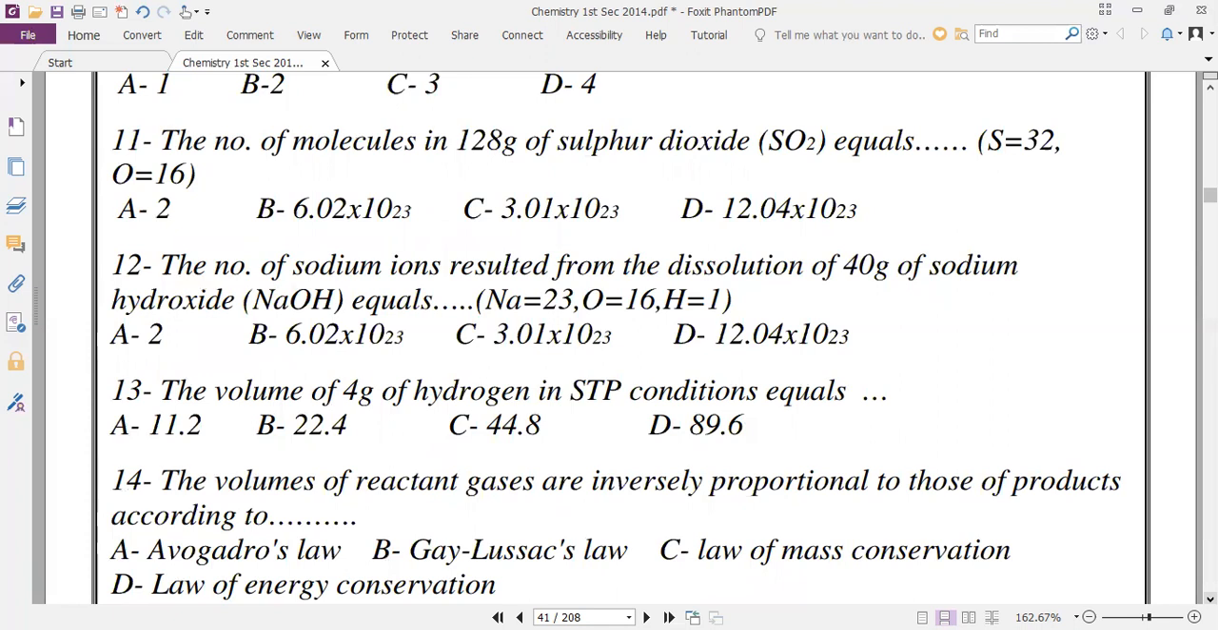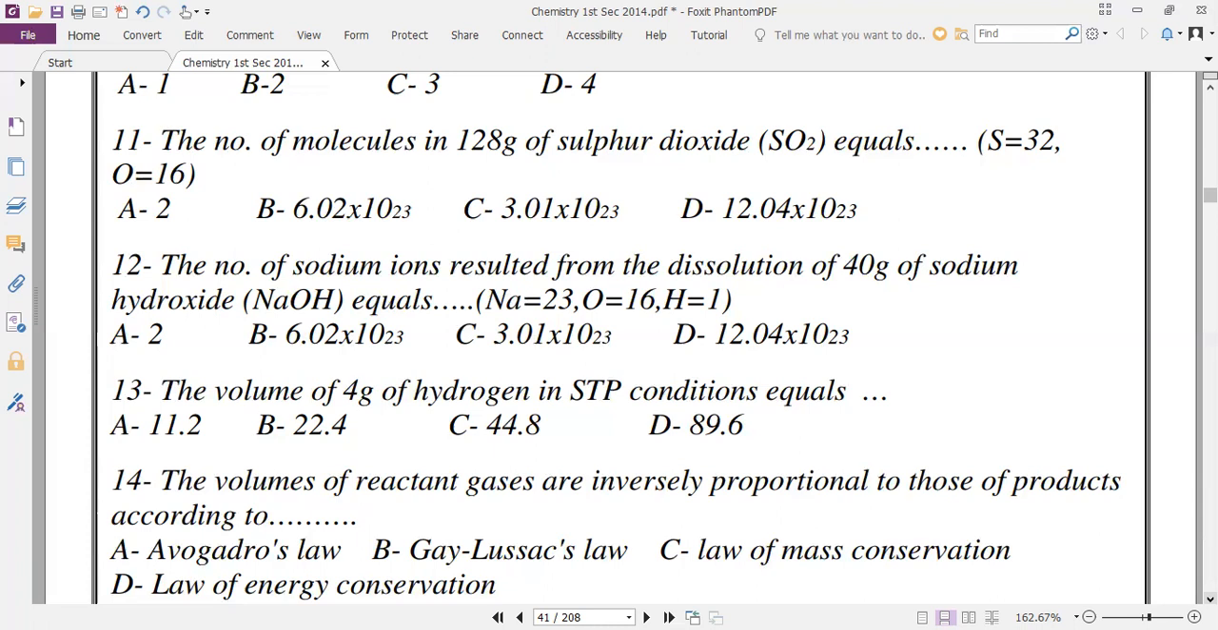As Avogadro's number, of molar mass times Avogadro's number. No. Number of molecules as Avogadro's number equals what? Number of moles times Avogadro's number. So which is unknown, Avogadro's number or number of moles? Number of moles. Right. So we are going to calculate the number of moles of sulfur dioxide.